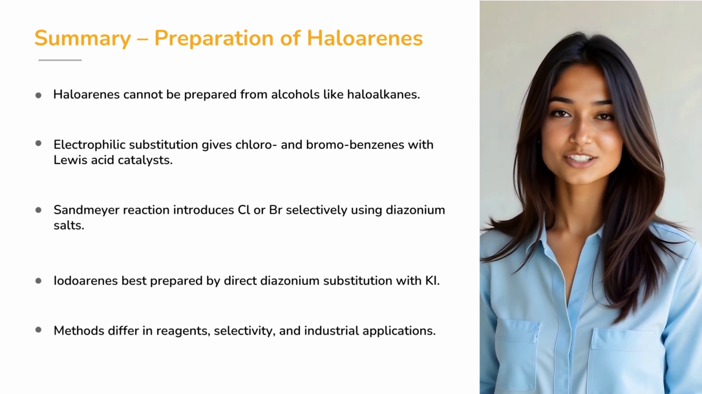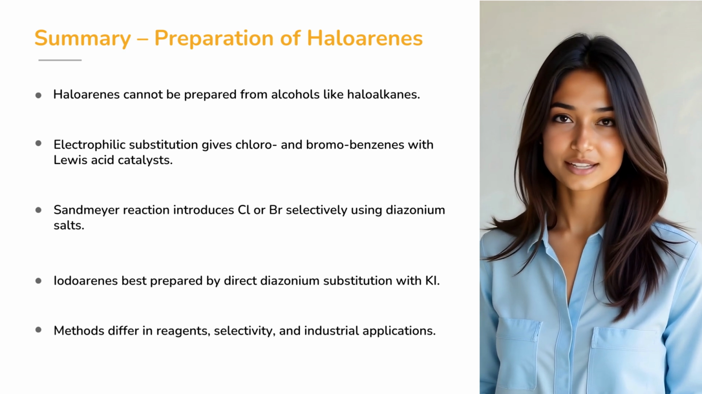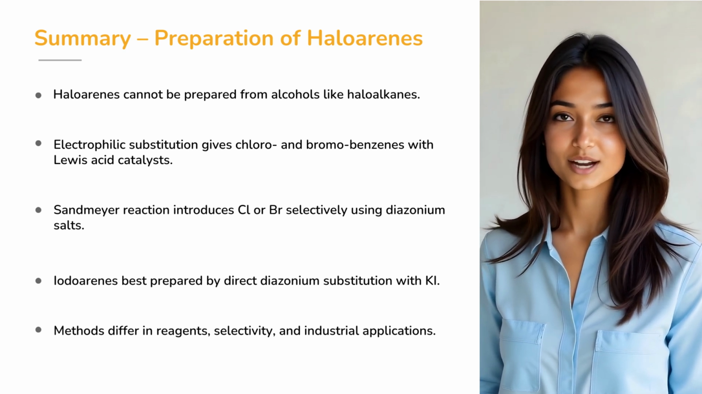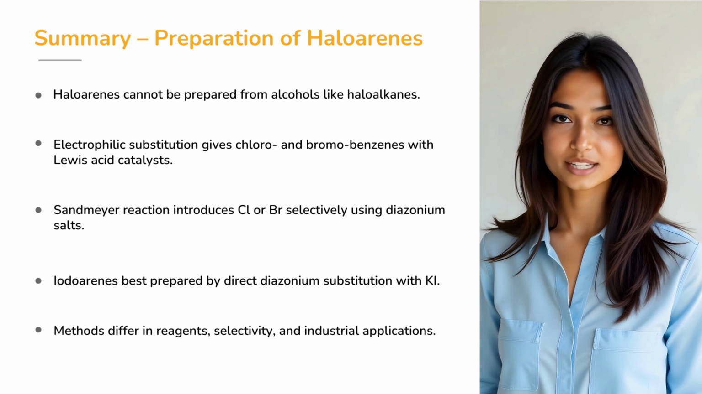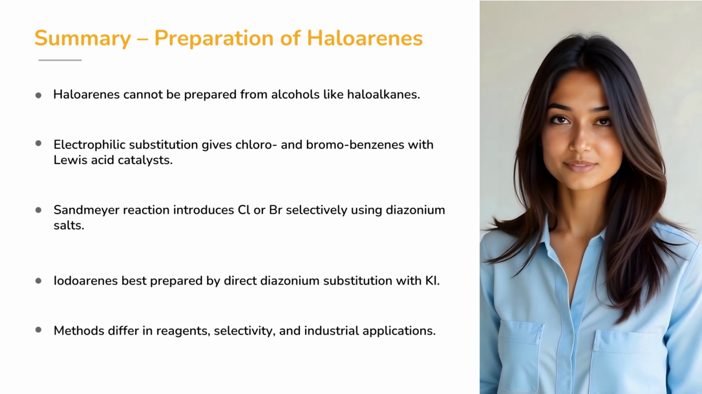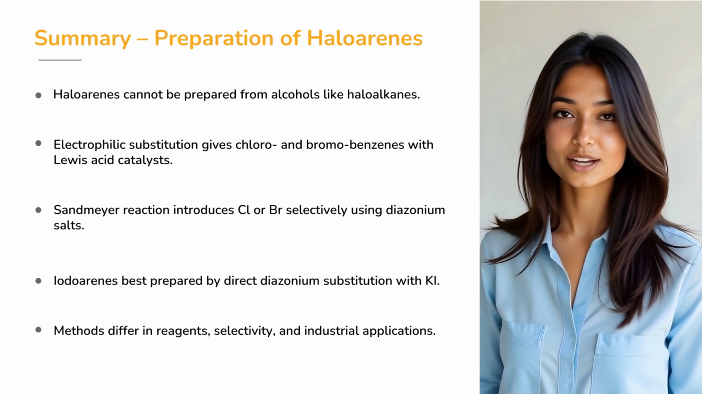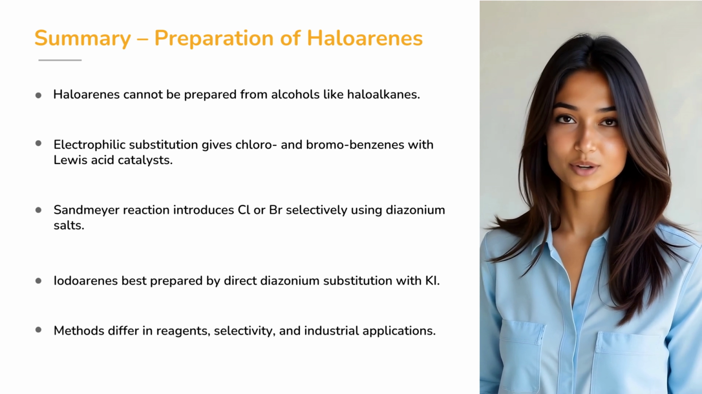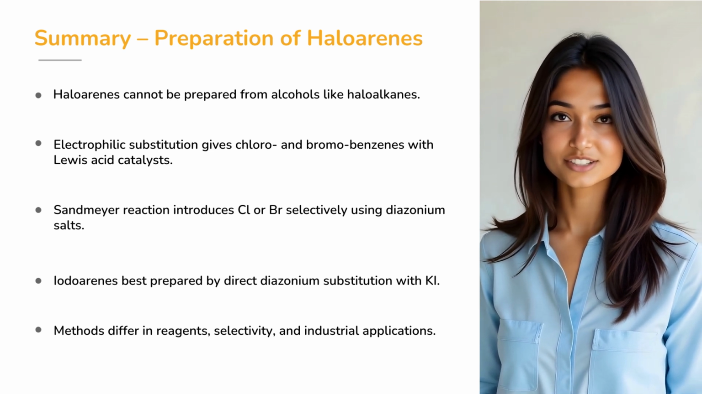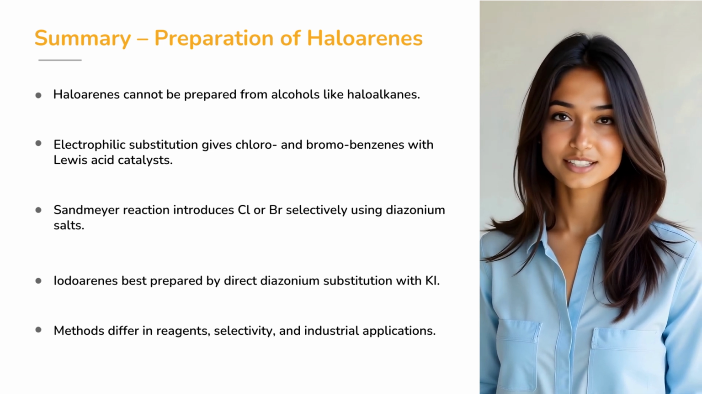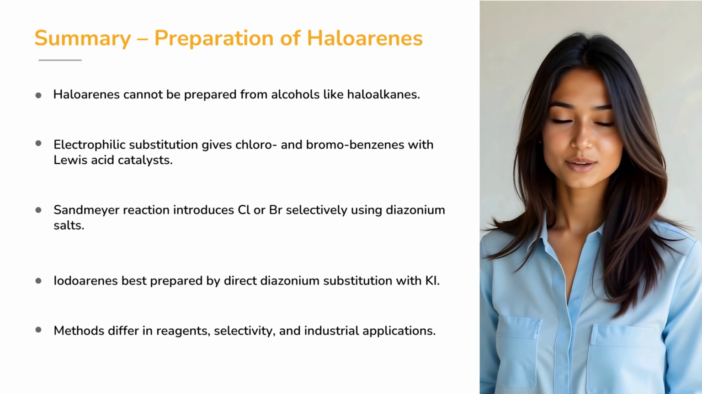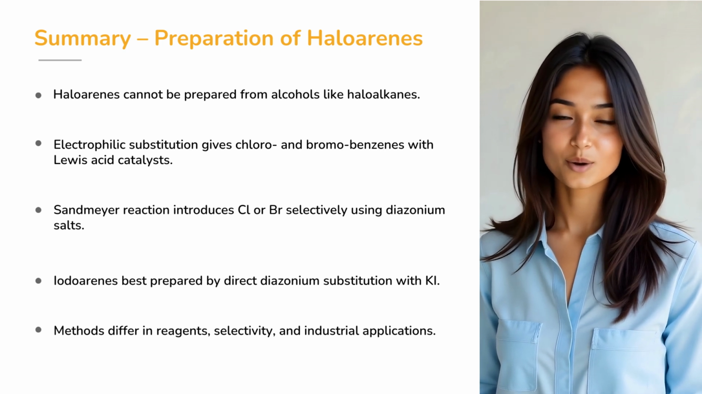Each route has its own strengths, and the choice depends on the target halogen and desired control. This is the beauty of organic synthesis. The same benzene ring can be transformed into a variety of haloarenes using different strategies. I hope this session gave you clarity on how chemists cleverly use these reactions to design important aromatic compounds.